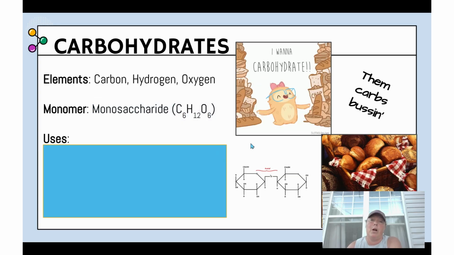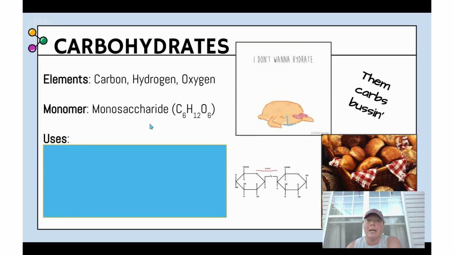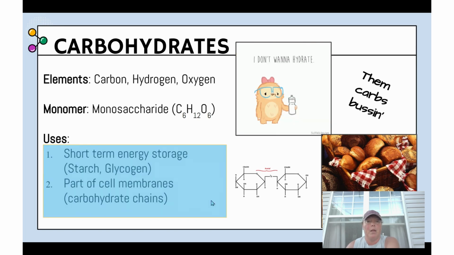The monomer unit for carbohydrates is called a monosaccharide. Mono means one, and saccharide, you may have heard the term saccharin, think sugar. All monosaccharides have the same formula, C6H12O6. It's just the structure and how they're put together that makes those monosaccharides different.